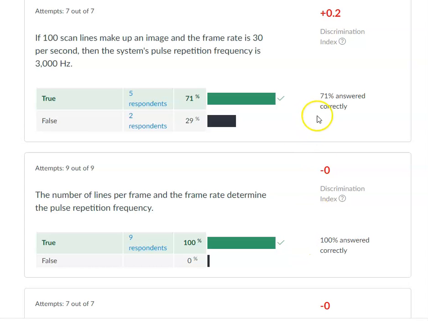Next question, if 100 scan lines make up an image and the frame rate is 30 per second, then what is the pulse repetition frequency? It takes 30 times 100 pulses per second to create the image. Then that's 3,000 pulses per second or 3,000 hertz.